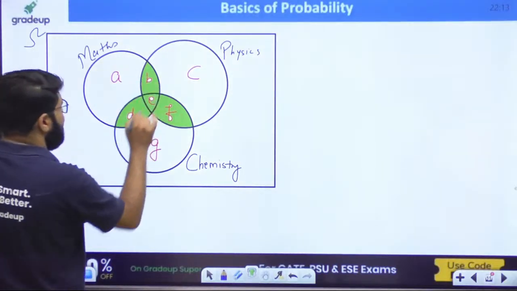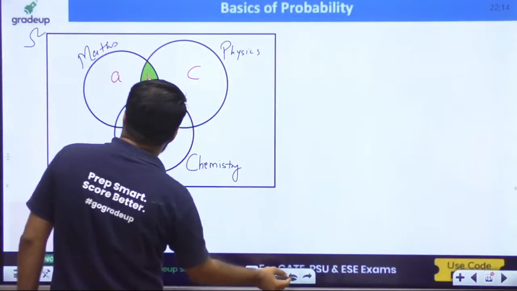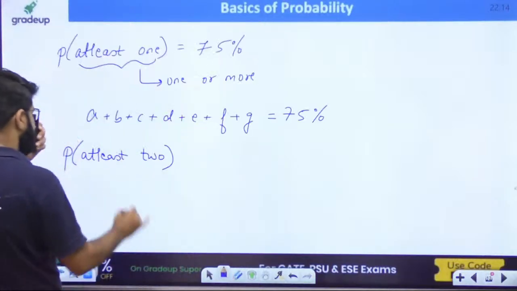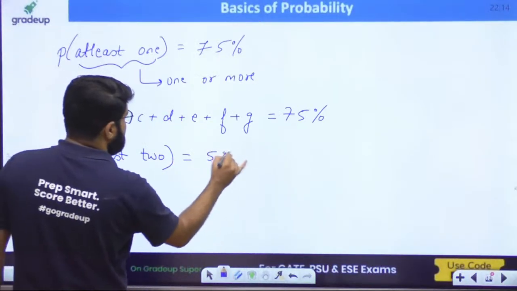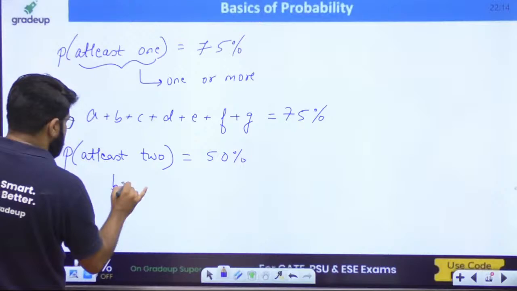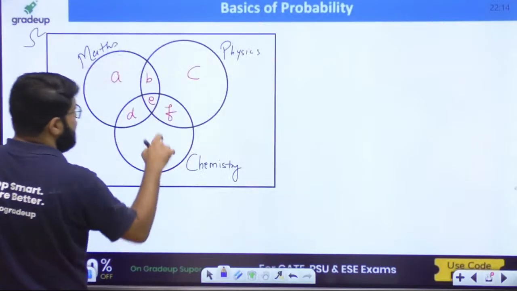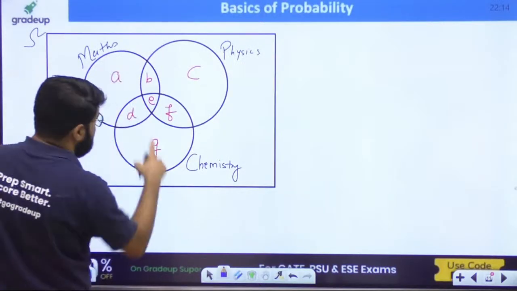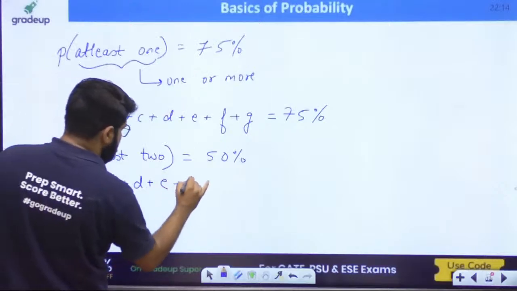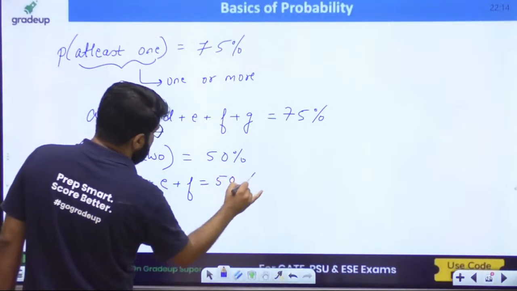B, D, E, F. These 4 portions should be coming up, right, everybody? So here it is. This is given to be 50%, and this comprises B plus D plus E plus F, correct. And this is given to be the 50%.